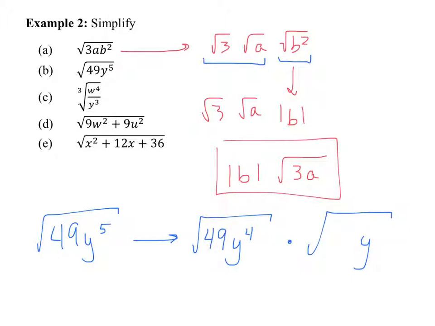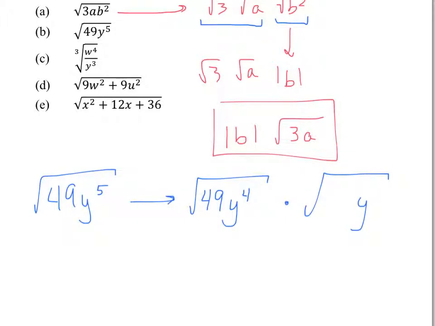Okay, so look at the approach here. Take your perfect squares, put them separate from your non-perfect squares. The non-perfect squares remain the way they are. So this radical y is going to remain. So when I carry this problem down and continue the work on this problem, this is still going to be radical y. What does the 49y to the 4th become? 7y squared.